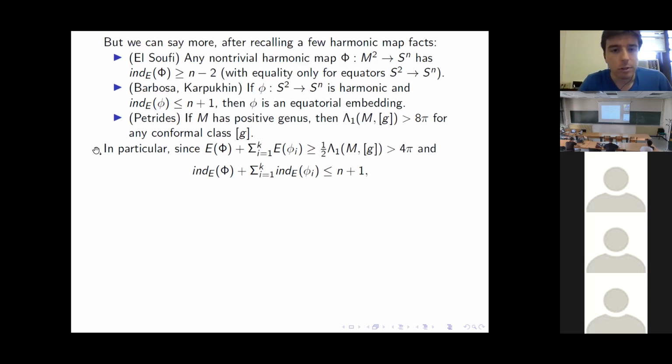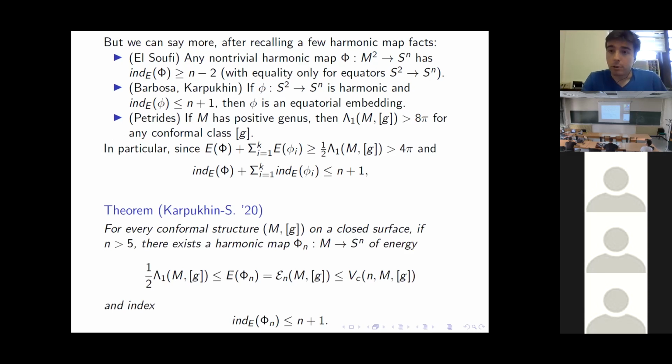So to make a long story short, for every conformal structure other than the round sphere, which is covered by classical methods, we see that if n is strictly greater than 5, large enough, then there exists a harmonic map M to Sn achieving this min-max energy of Morse index at most n+1. Okay, so it's not just achieved by maplets and bubbles, but in fact for n sufficiently large, it's achieved by an honest harmonic map.